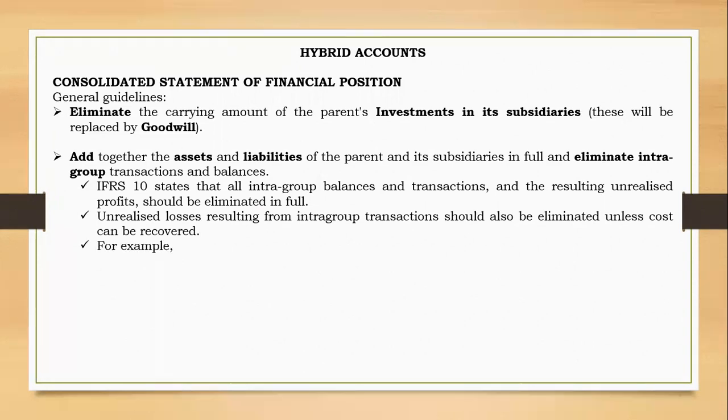So the practical example is here. For example, take a look. What should we eliminate? Eliminate trade receivables and trade payables. It's just an example. This is the statement of financial position, but I need you to understand, so I'm going deeper to the income statement. Also eliminate sales and purchases, but this would be for the statement of profit or loss.